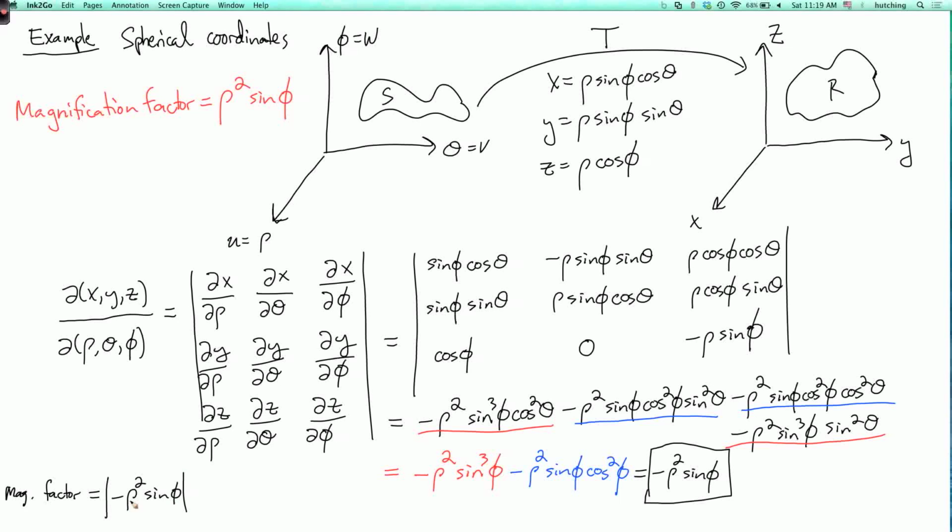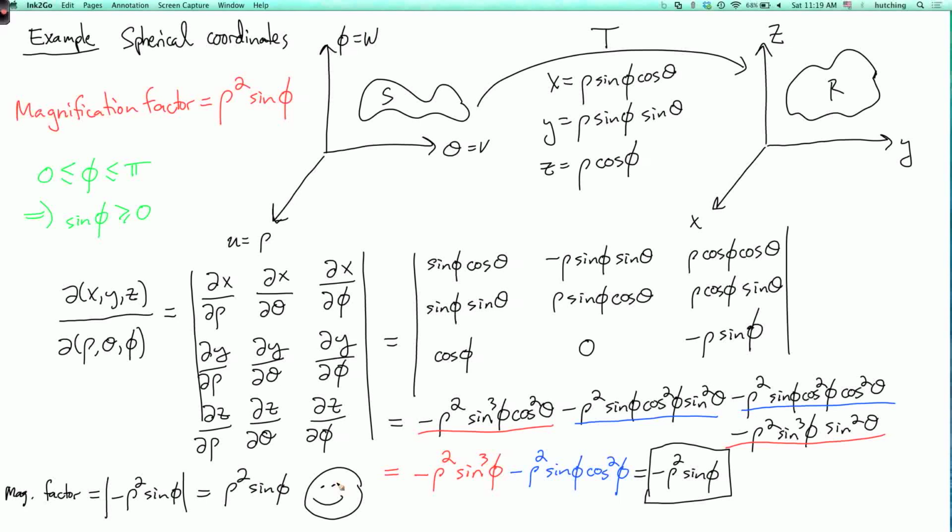Now, rho squared is not negative. What about sine phi? Well, that depends on phi. Remember that phi, that's this funny longitude coordinate, always goes from 0 to pi. That tells us that sine phi is always greater than or equal to 0. So this sine phi is not negative, and so the absolute value of this is just rho squared sine phi, which is what we wanted to get. So that's good. It all works.